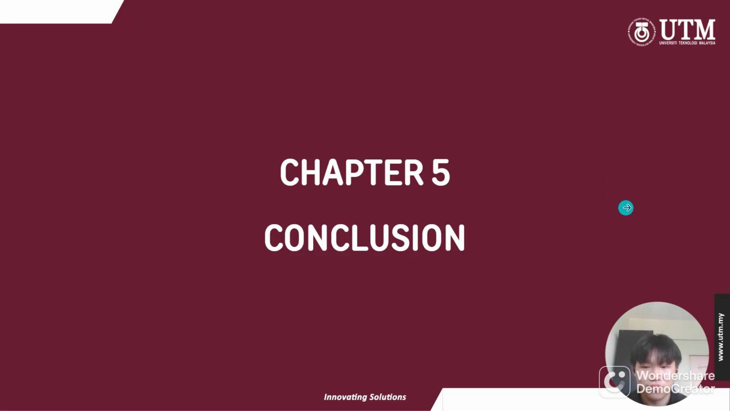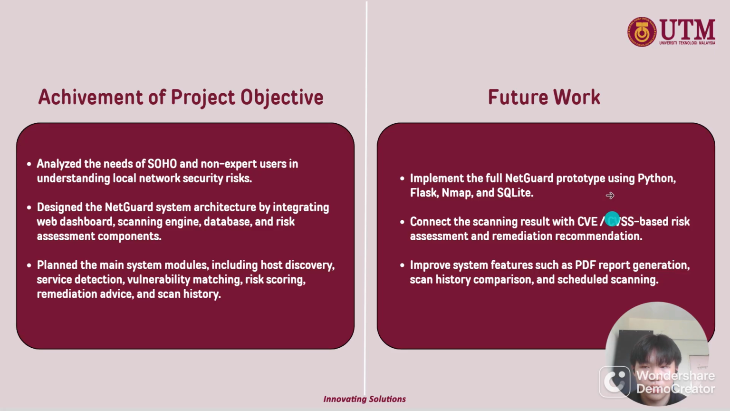Next, I'll move on to chapter 5, which is the conclusion. For the achievement of project objectives, the needs of SOHO and non-expert users have been analyzed, especially in terms of understanding local network security risks. The NetGuard system architecture has also been designed by integrating the web dashboard, scanning engine, database, and risk assessment components. Besides that, the system modules have been defined: host discovery, service detection, risk scoring, and so on.